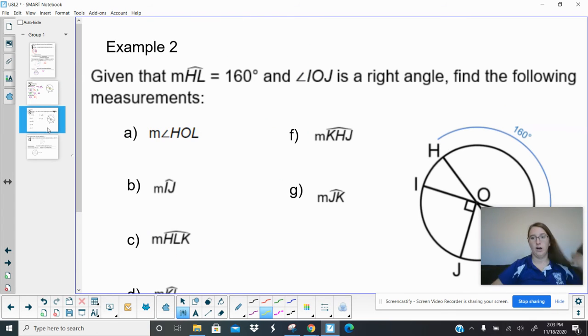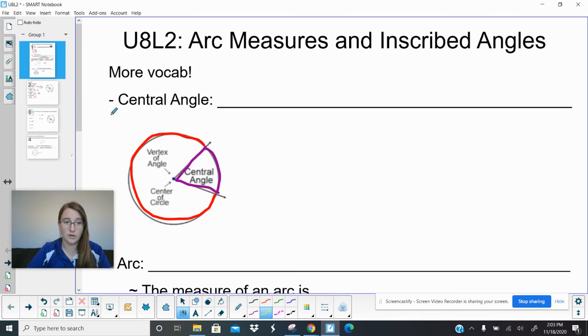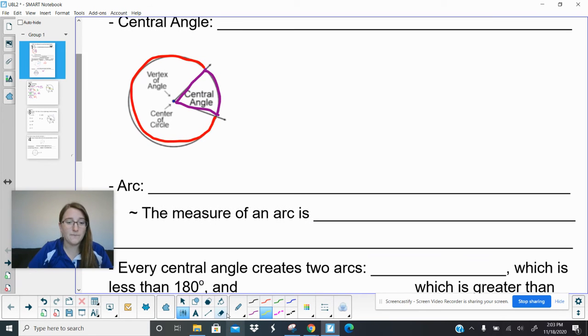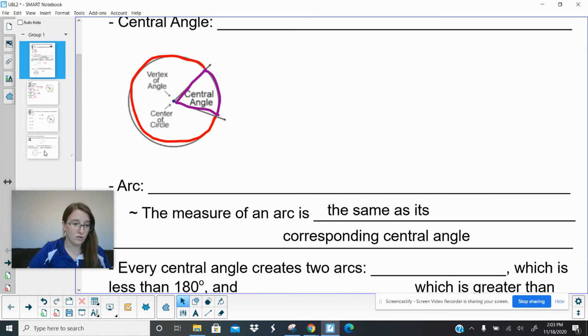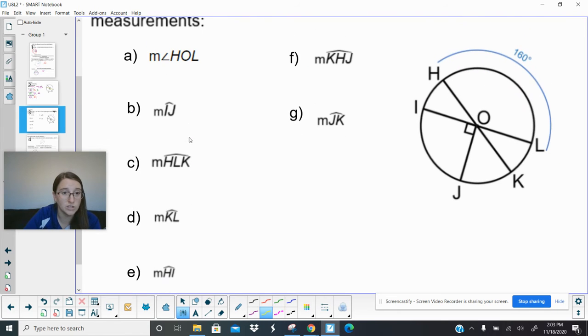So let's try this now. We're going to identify a couple things here. We talked about up here, because we just practiced identifying, so we may have forgotten, that the measure of an arc is the same as its central angle that creates it. So we're going to practice that here. We are given only one measure, that this is 160 degrees. Excuse me, this is an arc measure. When we do these questions, notice some of them are angles and some of them are arcs. Very important to know the distinction.